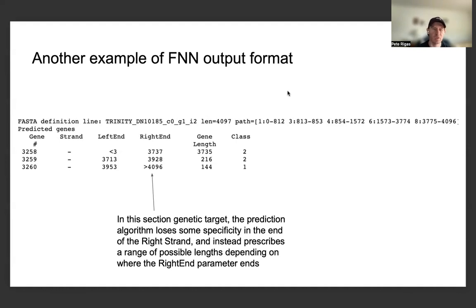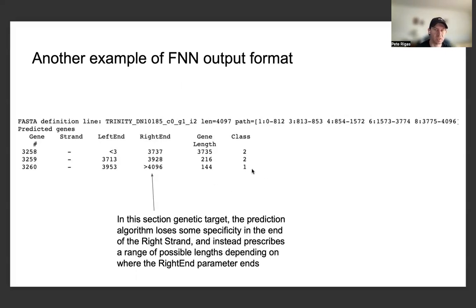In which case, when there's a certain length or limit to the right end base pair length strand, as given in the second genetic target that's predicted from 3260, the prediction algorithm can lose some specificity in the end of the right strand that it predicts and instead prescribes a range of possible lengths depending upon where this right parameter can end. And one can see in comparison to the previous example that two of the first genes belong in the prediction class 2, and the last one belongs to the prediction class 1.